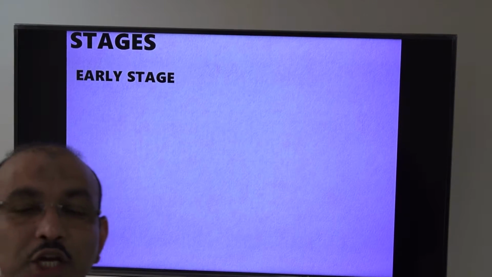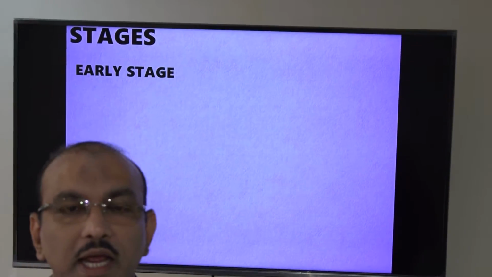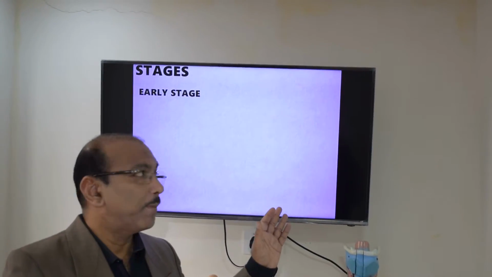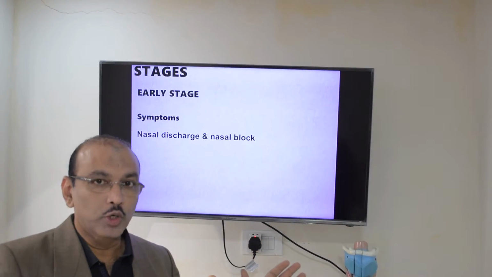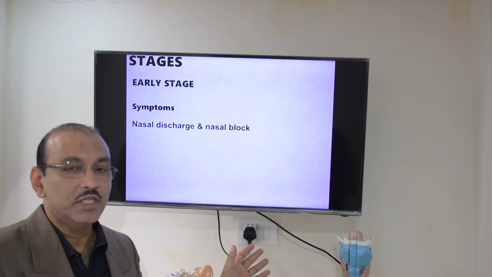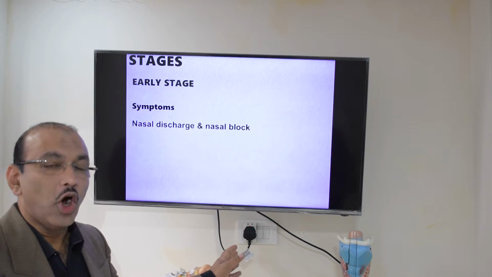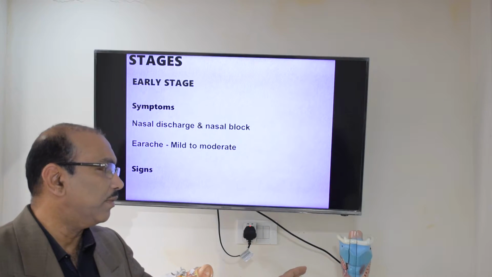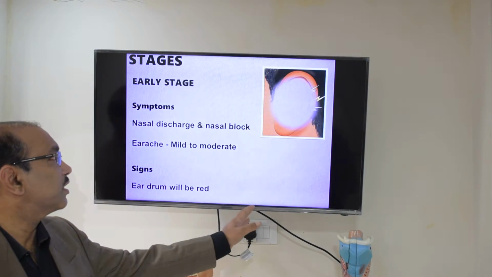For ease of understanding, let us divide the presentation into two different stages, that is early stage and late stage. In the early stage, the complaint from the mother will be the child had upper respiratory tract infection, that is nose block and watering from the nose, followed by an ear pain, which is moderate to severe. At that stage, when the child is brought to us, on examination, you can see the eardrum is red in color and it will be bulging too. This is the finding at this stage.